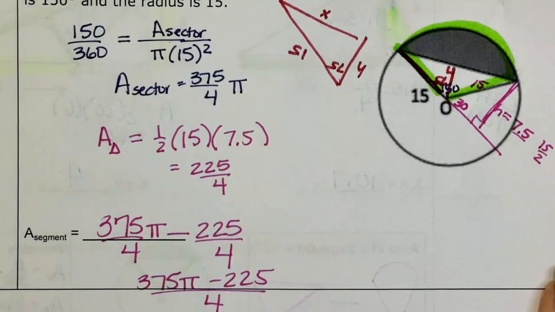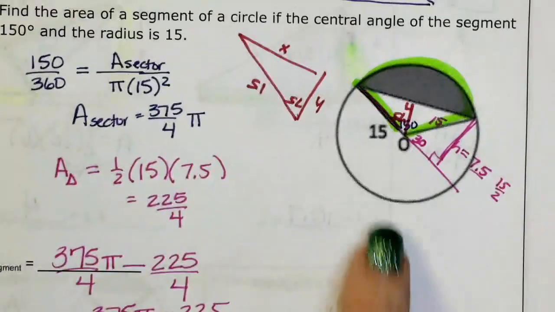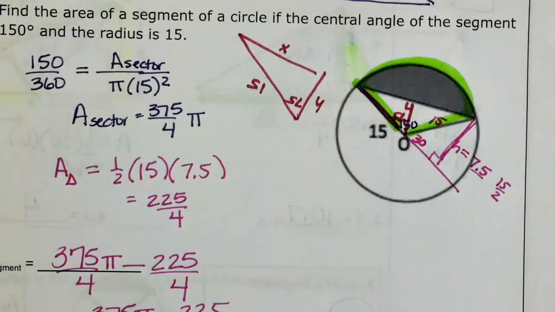Okay, so to find the area of a segment, you would find the area of the sector, the big piece of pie, and then subtract away the triangle. Find the area of each and subtract them and get what's left.